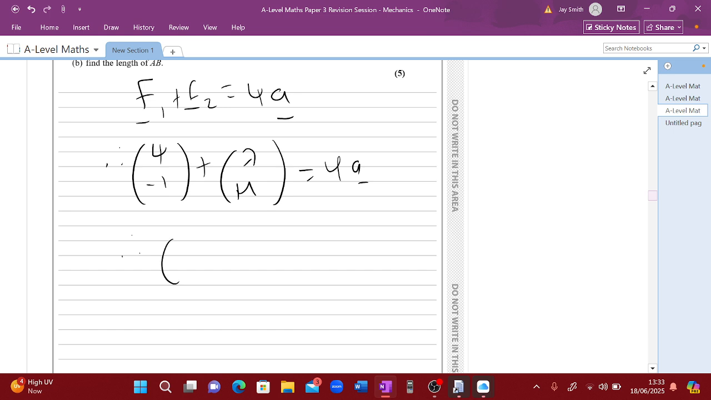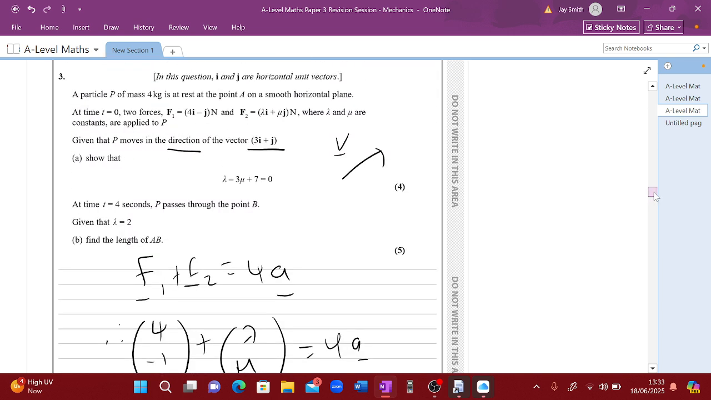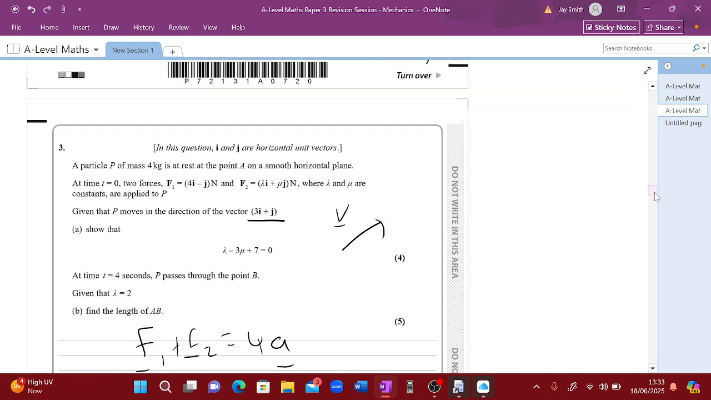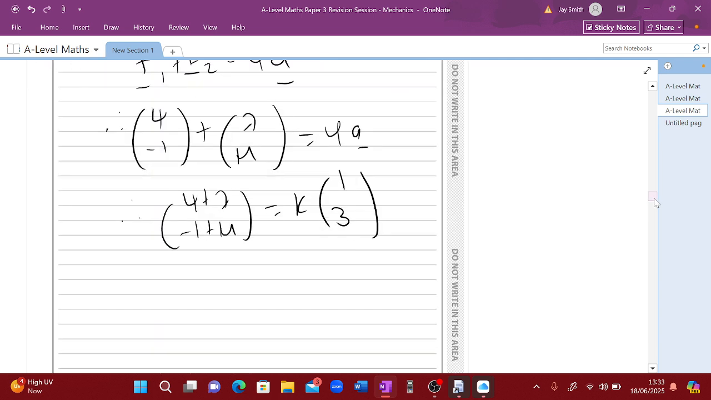So I'm going to bring it together. Say 4 add lambda, minus 1 add mu. If we add the two vectors together, that's going to be in the direction of this vector 3i plus j. Now, in the direction doesn't mean it's equal to the vector. It's saying it's parallel to it, right? So if it's parallel, remember, two vectors parallel is the same direction, essentially. But if they're parallel, that means they're going to be a scalar multiple of each other. So this is going to be equal to k lots of this vector, 3i and j, okay? Because that essentially means they're in the direction of it, it's parallel. Oh no, it's 3, 1, sorry, not 1, 3.